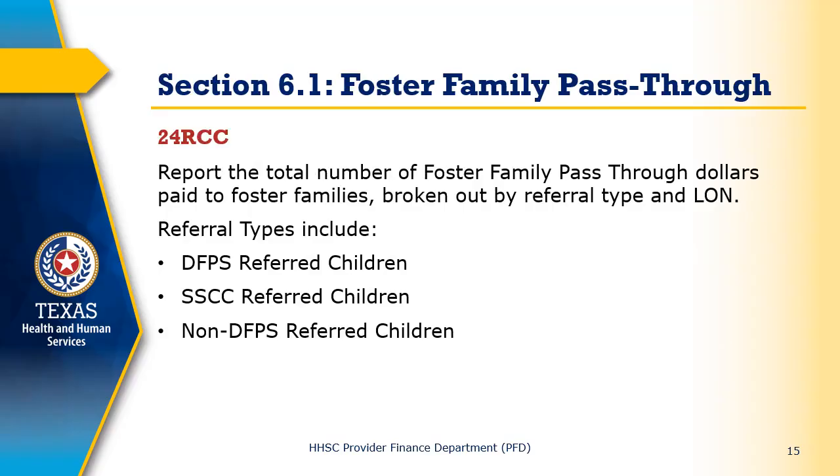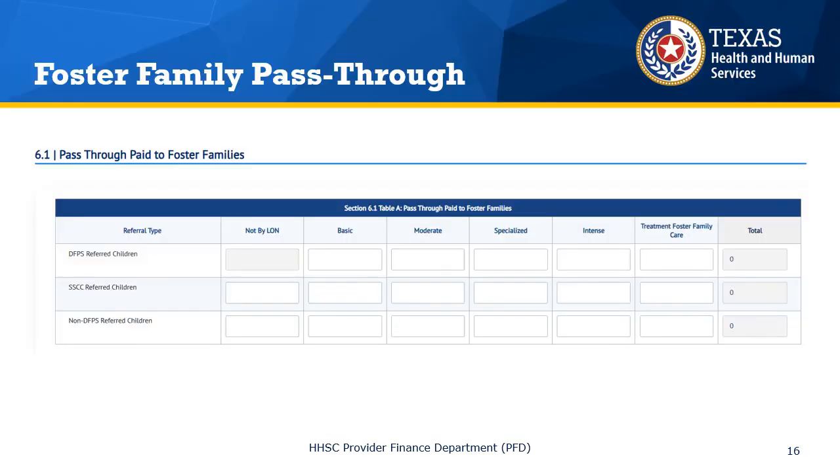Lastly, we will discuss foster family disbursements. This section only applies to 24 RCC reports. Report the total number of foster family pass-through dollars paid to foster families, broken down by referral type and LON. Referral types include DFPS, SSCC, and non-DFPS referred children. This image displays the screen view for Section 6.1 of the 24 RCC Cost Report.